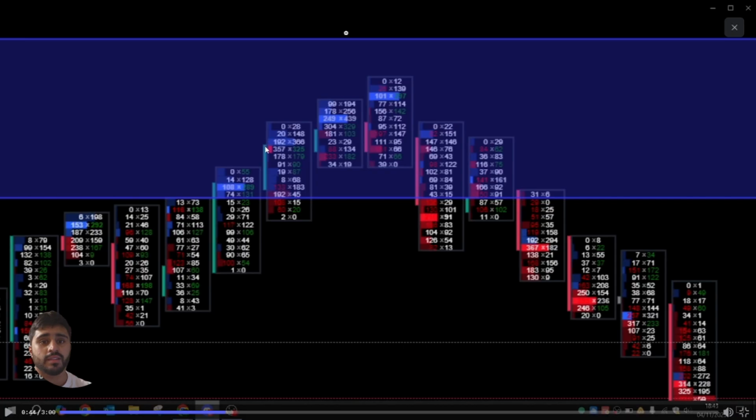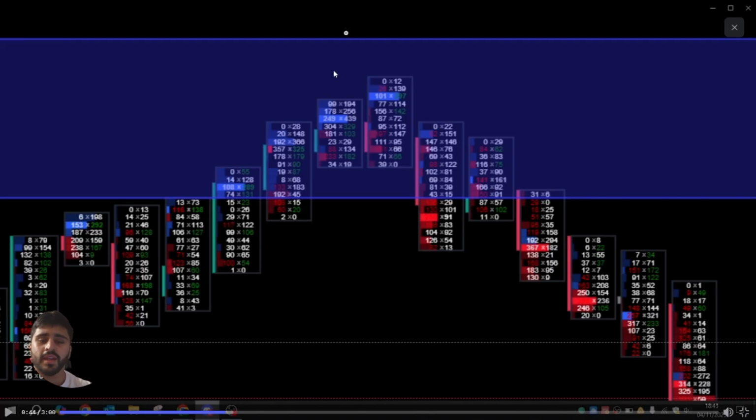Same over here, we see 192 for 366, 20 for 148. Here we see 249 for 400 and 439. Then right at the top we see 101 for, I think that says 297, right? So then we see a break to the downside.